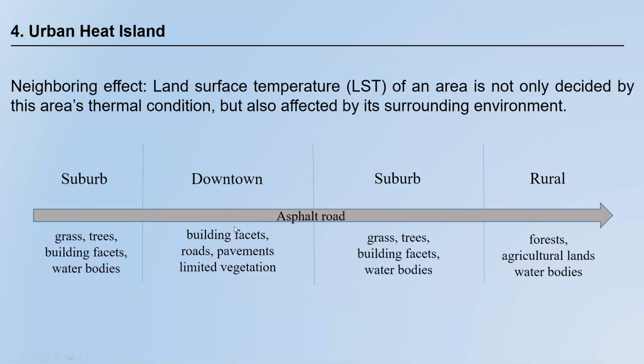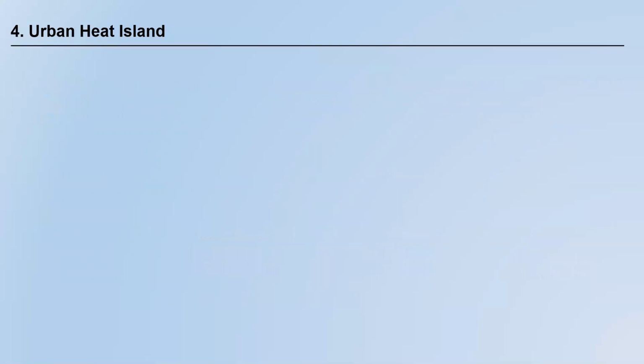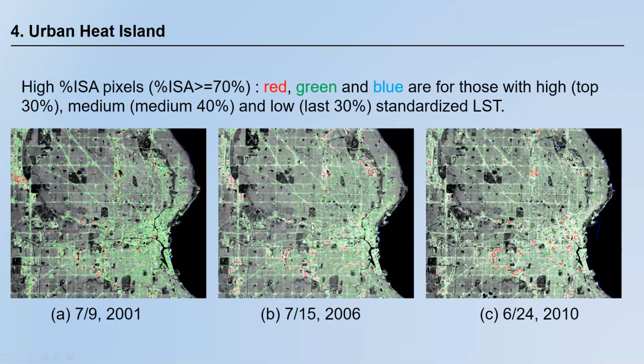So what I'm trying to say here is that addressing the relationship between percentage ISA and the land surface temperature pixel by pixel is biased, and we should take the neighboring effect into account, to consider each pixel's surrounding environment, to better and more accurately address the relationship between percentage ISA and land surface temperature. So how to do that? Here are some experiments I did in my dissertation.